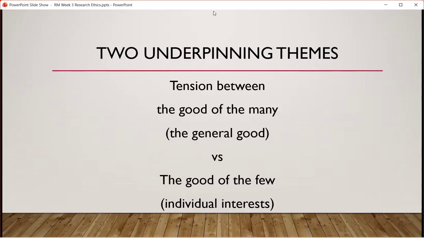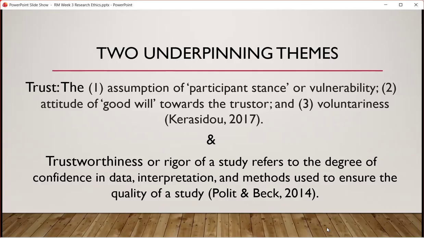There are two underpinning themes to keep in mind when you're thinking about the ethical and moral research, and that is the tension between the good of the many, so the general good, versus the good of the few, the individual interests. So you can see this in a history of medical research, where was the benefit of the many versus where it was the few. So again, holding that awareness.